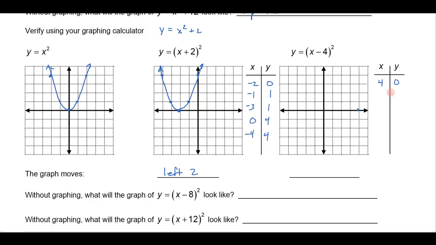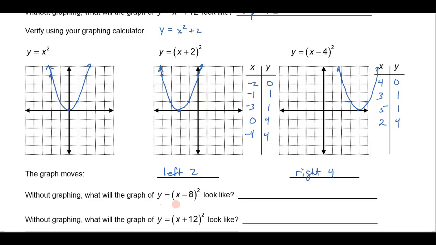So if I plug in 3, 3 minus 4 is negative 1. Negative 1 squared is 1. And if I were to plug in 5, 5 minus 4 is 1, and 1 squared is 1. Okay? If I plug in 2, I'll bet you see I'm going to get 4 without plugging in anything, right? 2 minus 4 is negative 2, and negative 2 squared is 4. So again, it's the same graph. It's just been moved, in this case, to the right 4.